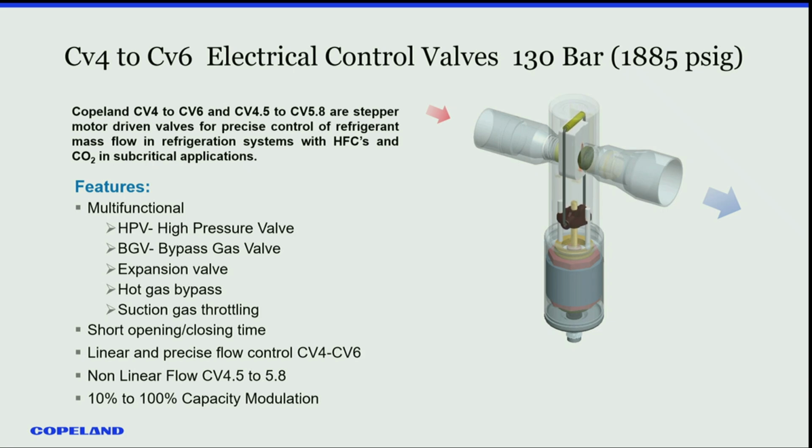The high pressure, like I said, this is the Copeland high pressure valve, but it's also the bypass valve. You can use it as an expansion valve for larger unit coolers. You can use it as a hot gas bypass valve, a suction valve, wherever you need flow modulation. The CV valve will manage that. And it's 10 to 100% capacity modulation. And we've just come up with another valve. The CV 4 to 6 is linear capacity per step. So every single step of that motor gives you the exact same capacity change.